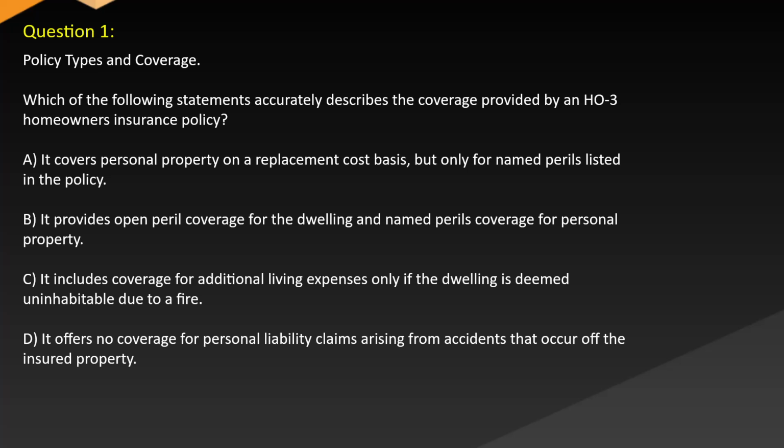Question 1. Policy types and coverage. Which of the following statements accurately describes the coverage provided by a Hothry homeowners insurance policy? A. It covers personal property on a replacement cost basis, but only for named perils listed in the policy.